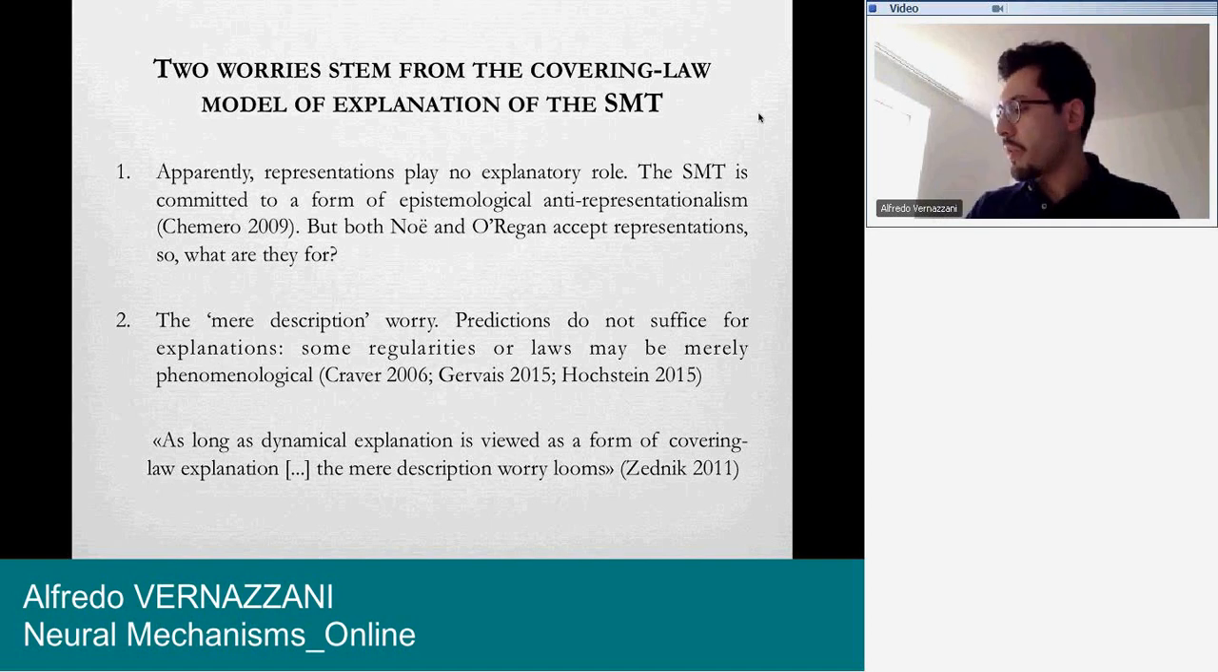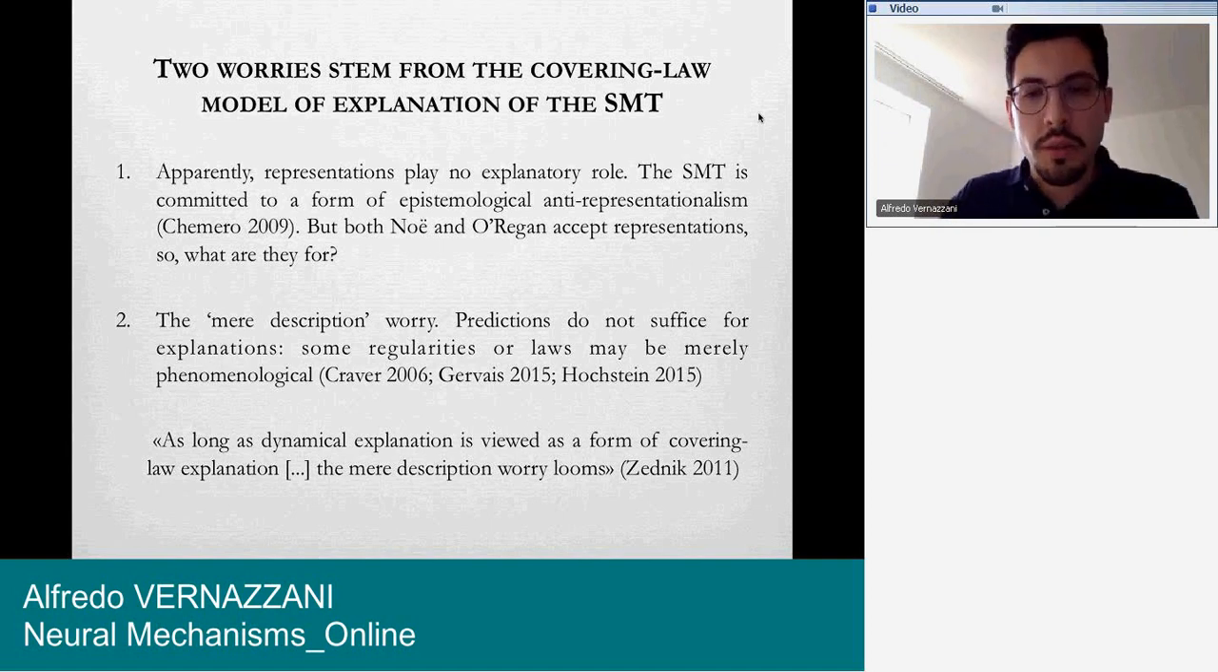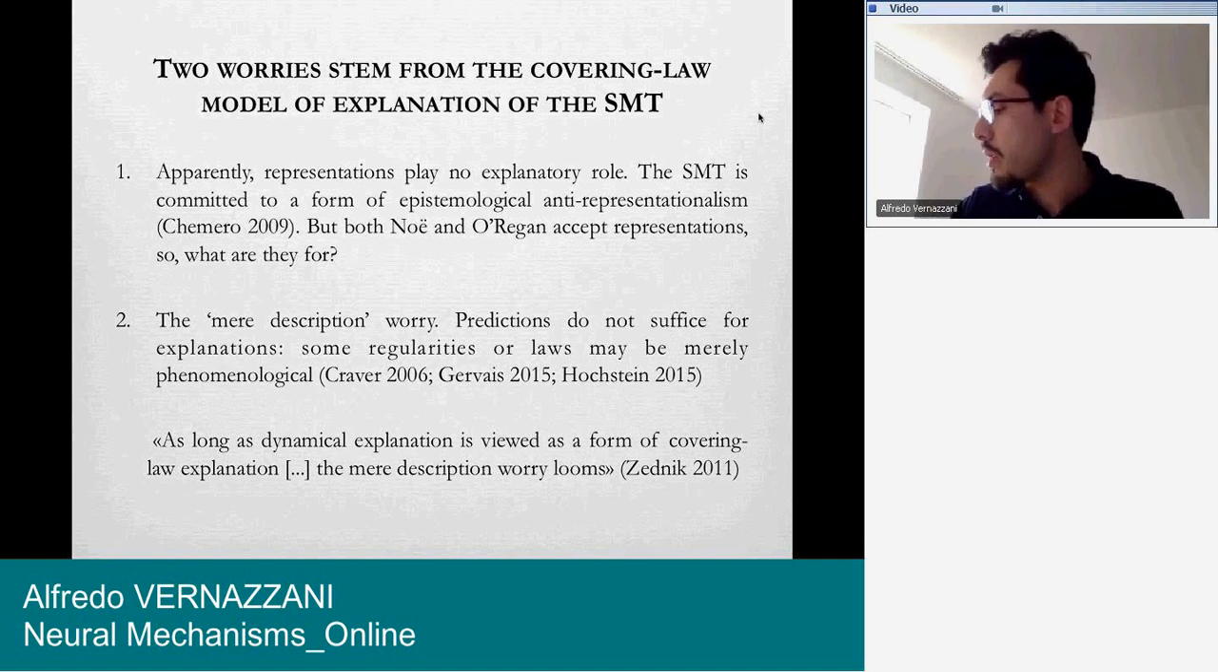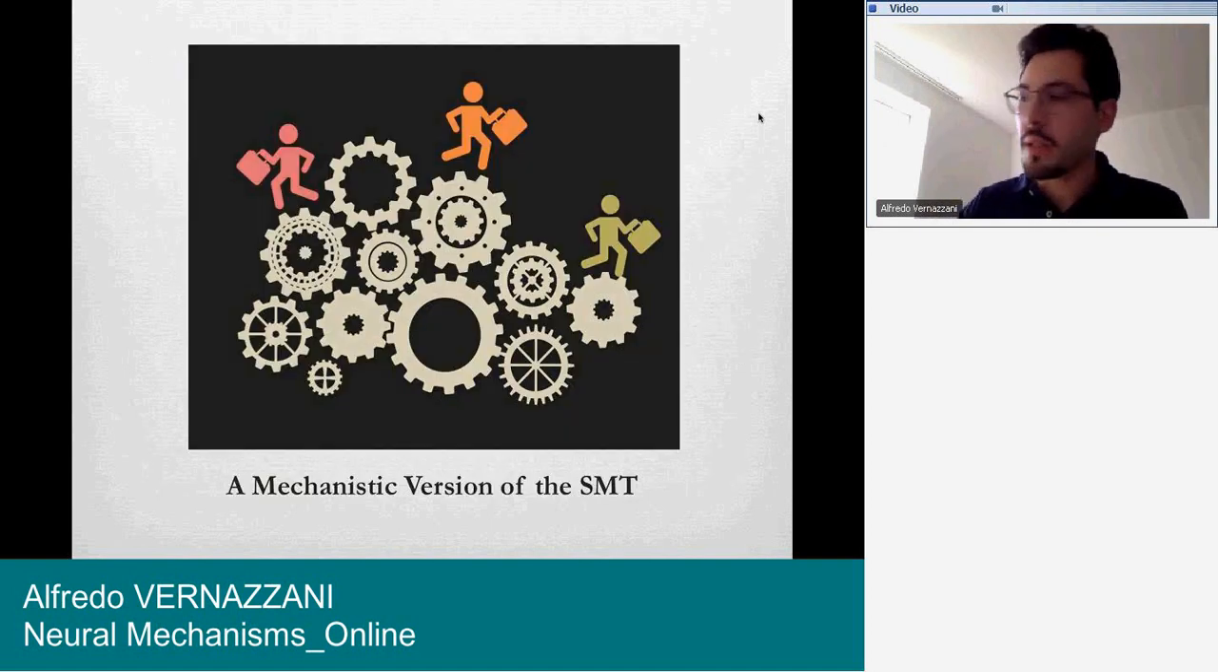So the sensorimotor theory is perfectly consistent with this covering law model of explanation, and as we have seen, the covering law explanation leads the sensorimotor theory to two problems: determining the role of representations and the mere description worry. How can we sidestep this issue and try to fix the sensorimotor theory? Well, there is a way, I think, if we go for a mechanistic interpretation of the sensorimotor theory.